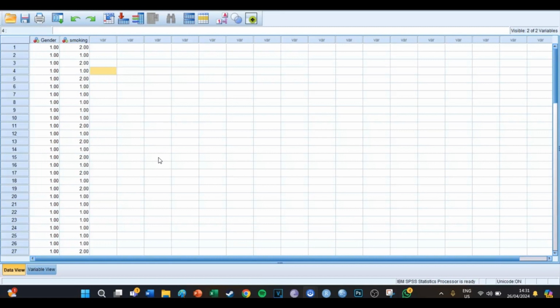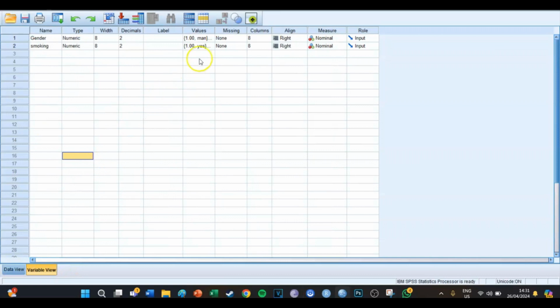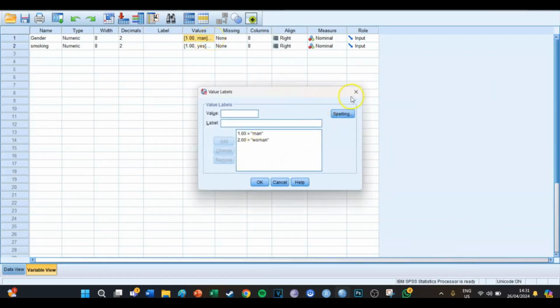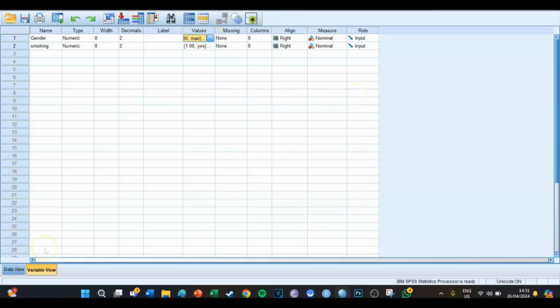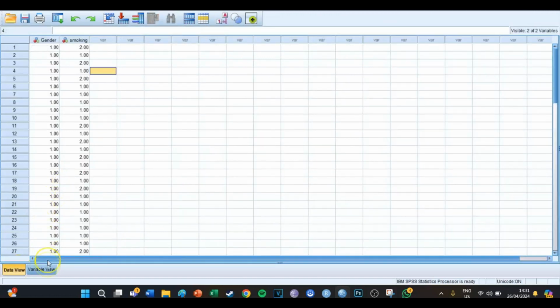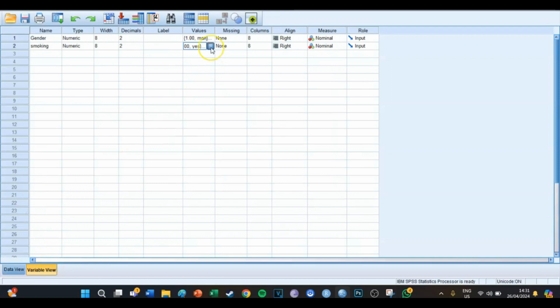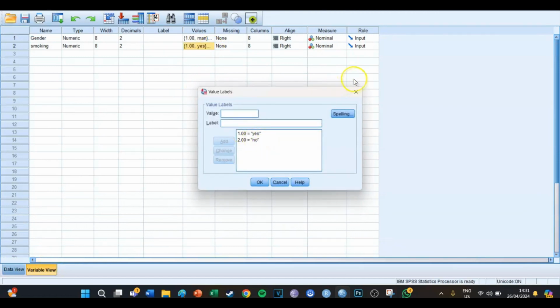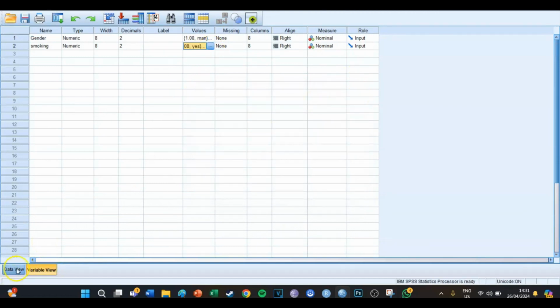So they are categorical variables which don't have an order in them. For example, in this case, we're going to take a look at gender, which can be either 1 or 2. And if you then take a look at the values, you can see that 1 means a man and 2 means a woman. And the smoking status, which is either 1 or 2. And 1 means that yes, they do smoke. And 2 means that no, they don't smoke.